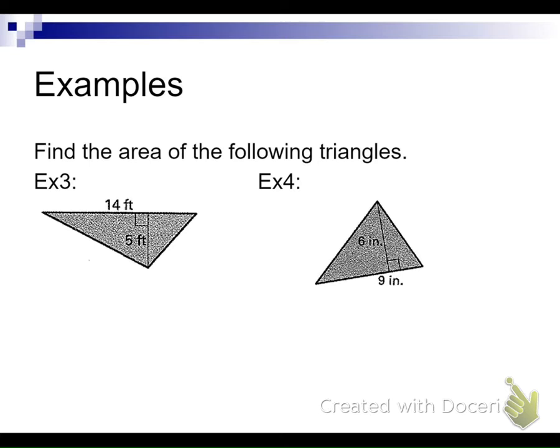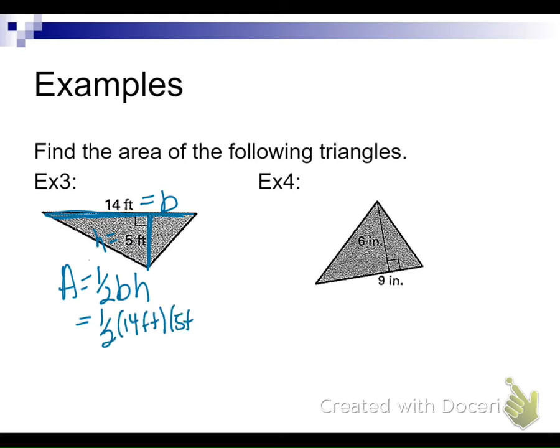So these are a little bit different. Now you see that we have where they have been rotated. So our base here would still be this length of 14, and our height would still be this 5. So to do our area equals 1/2 base times height, we'd do 1/2 of 14 feet times 5 feet. Well, 2 goes into 14 7 times, and we're left with 7 times 5, which is 35 feet squared.